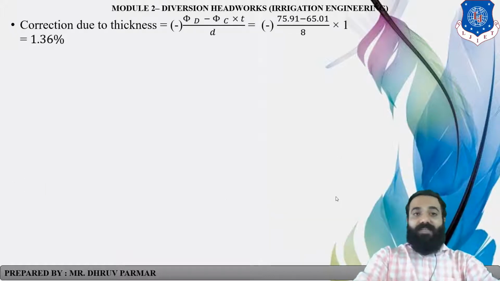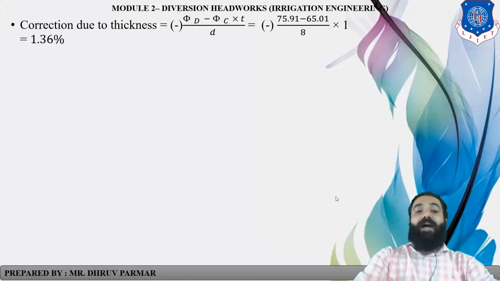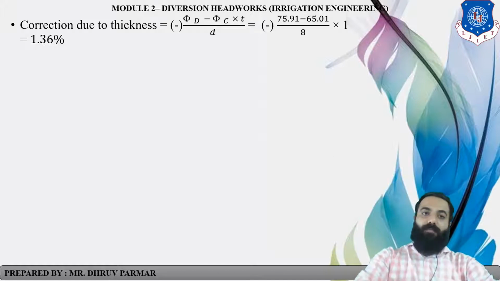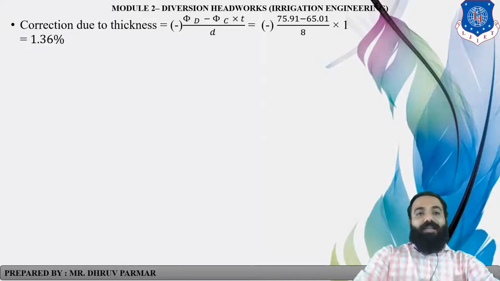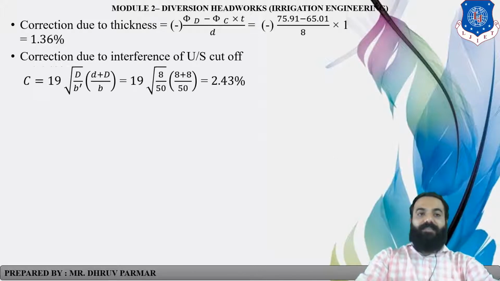Again, correction due to thickness. In this upstream section, the flow goes from D to C. So phi D minus phi C divided by D, times T. Clear? So there are some mistakes. There is no subtractive form. There is additive form. Here, please do not consider the minus sign. So for the correction due to thickness, we have phi D 75 and phi C 65. So we get 1.36 percent.